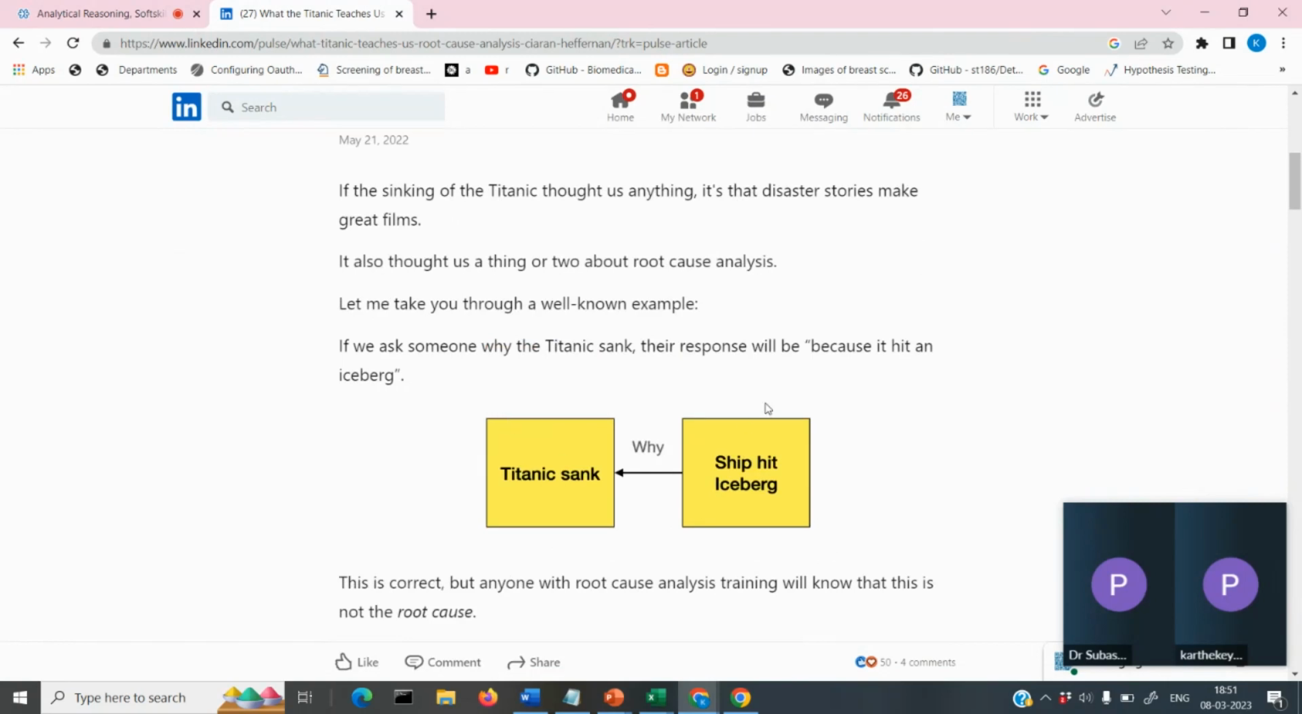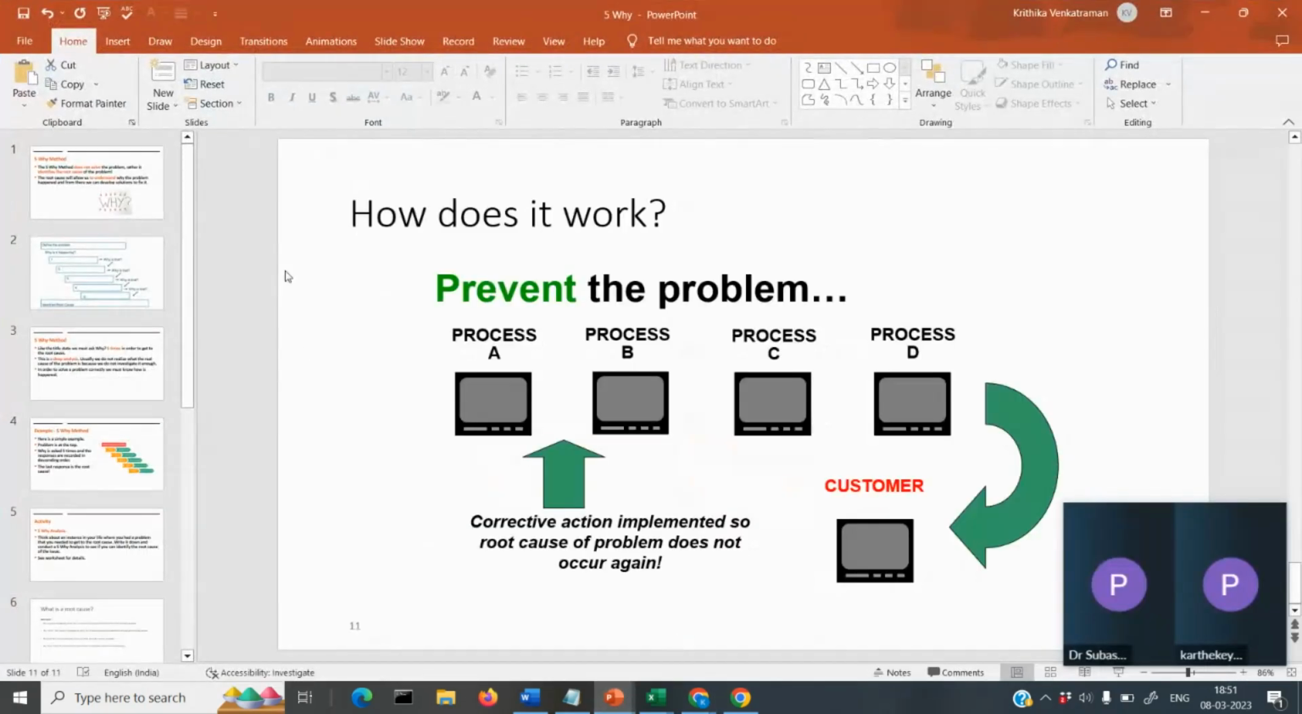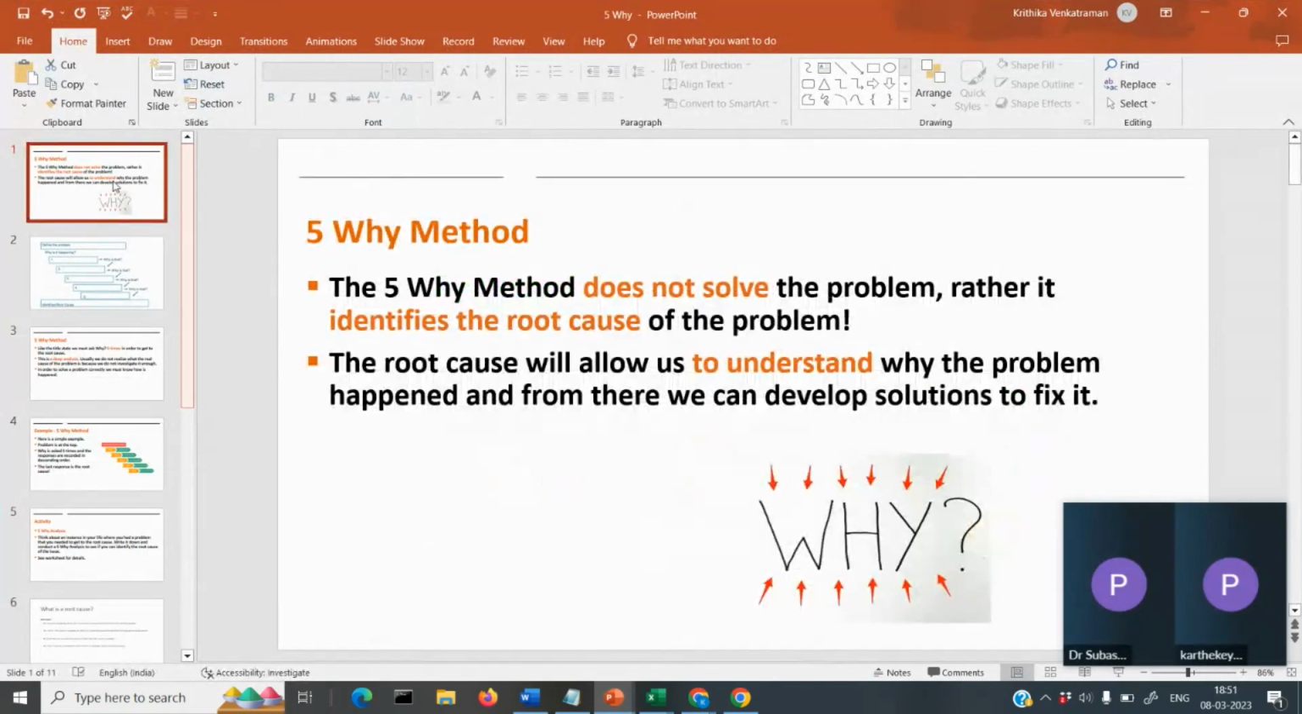This is the outline story, but there is more to this story. This iceberg is not the root cause or the primary cause for the ship to sink. There are more reasons to it. What is the primary cause of this problem which caused the Titanic to sink? This is what we will learn in today's class. So the first thing is to understand the tool called the 5 why method.